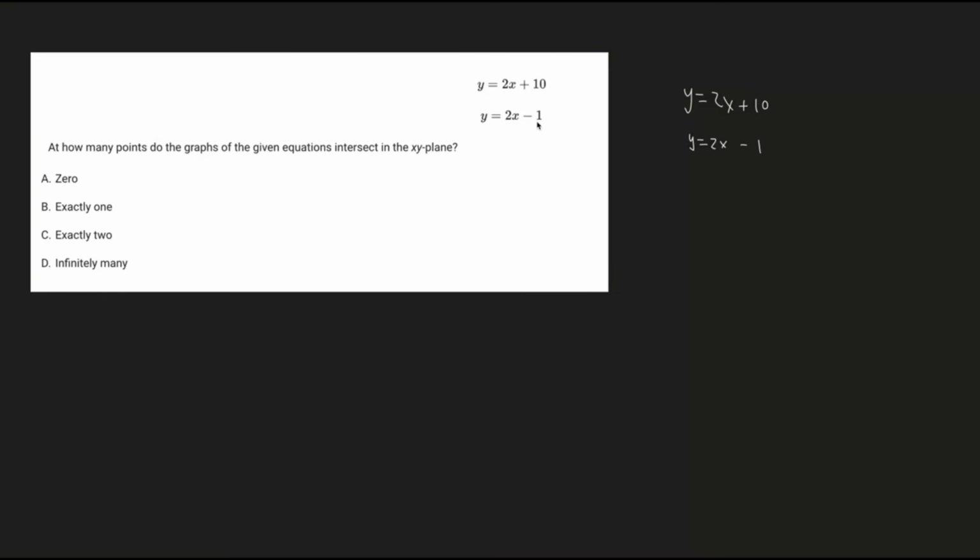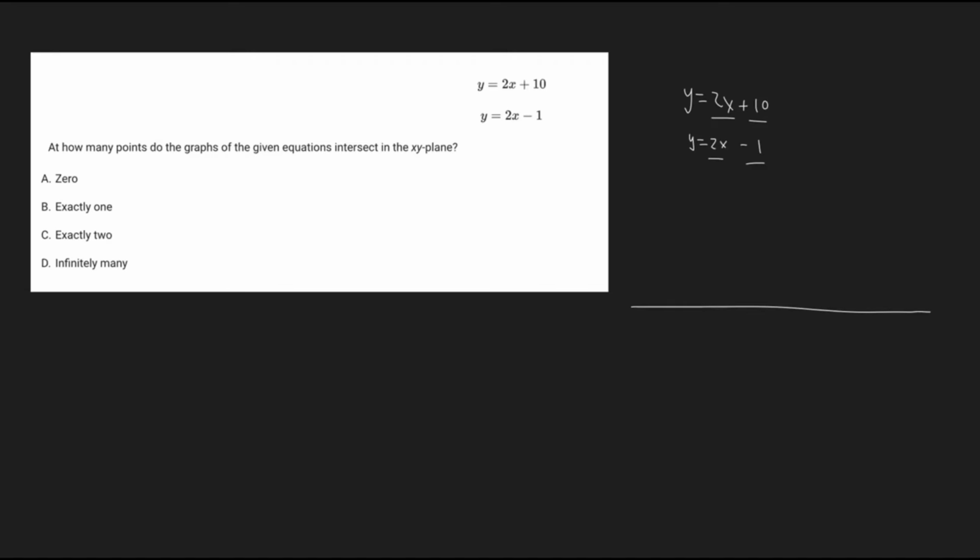How many points in the graphs of the given equations intersect in the xy-plane? Well, we have the two equations on the right side. You can see they have the exact same slope, 2x, and then they have different y-intercepts. This one's plus 10 and this one's negative 1.